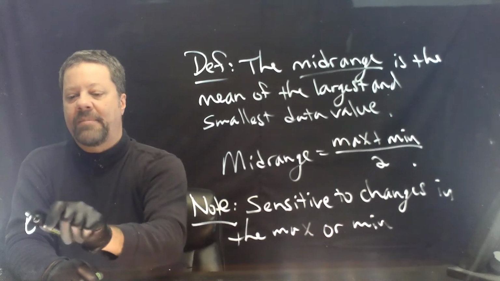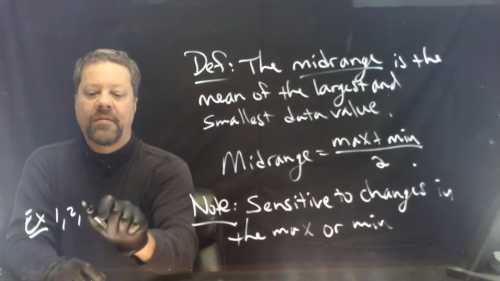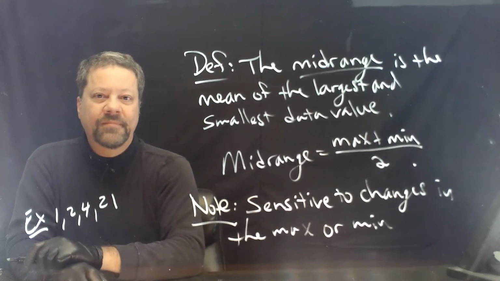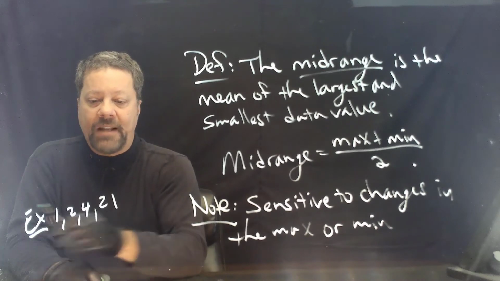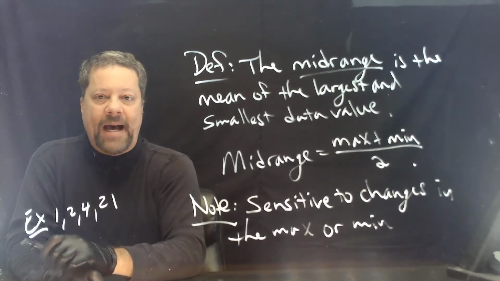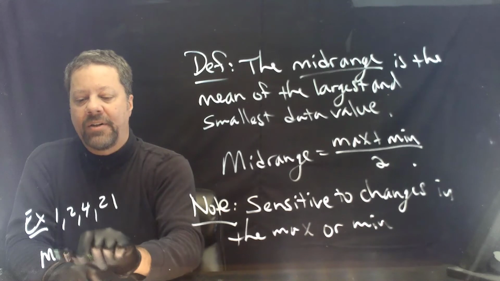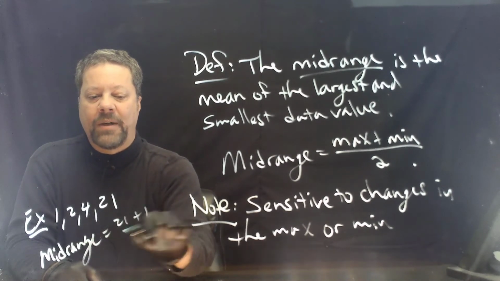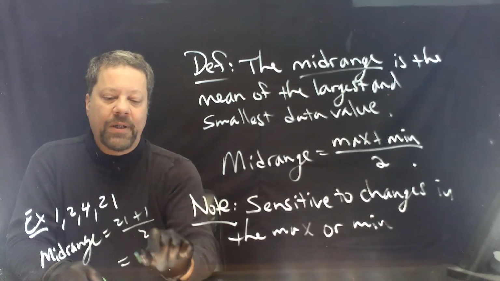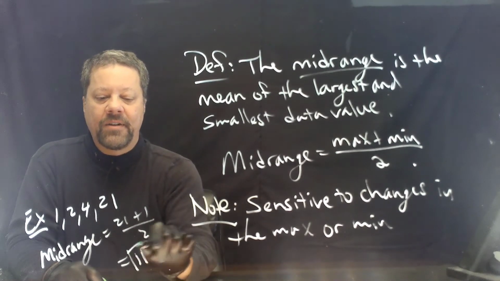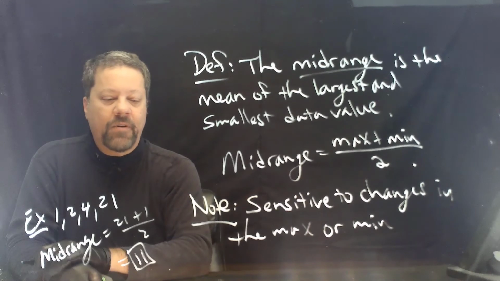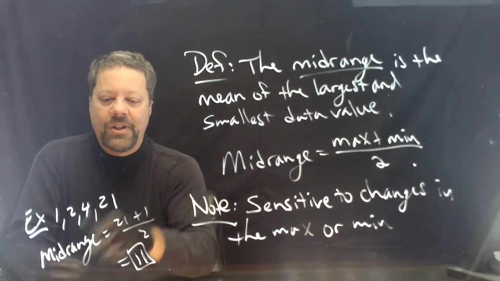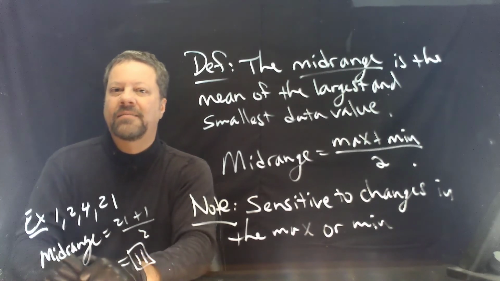So a clear example might be something like this. 1, 2, 4, let's say 21. Similar to the data value set that we just had, 1, 2, 4, 5. Now the mid-range will be 21 plus 1 divided by 2. So 22 divided by 2 is 11. So very sensitive change here. Before we had 3 as the mid-range. Now we have 11, all because we changed the maximum value to 21.